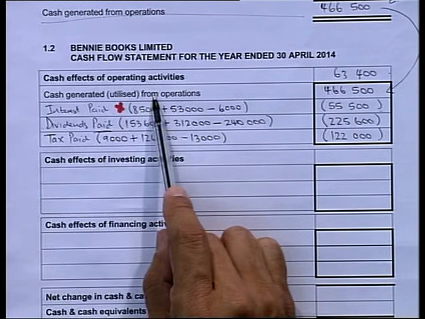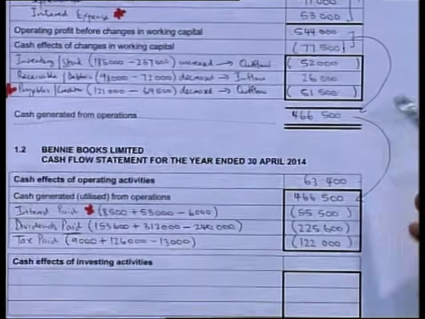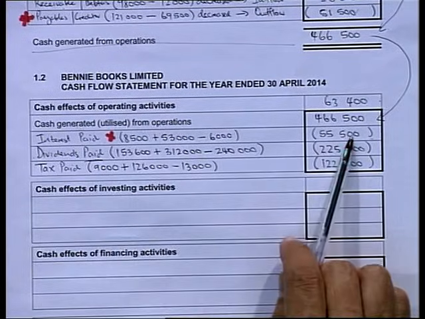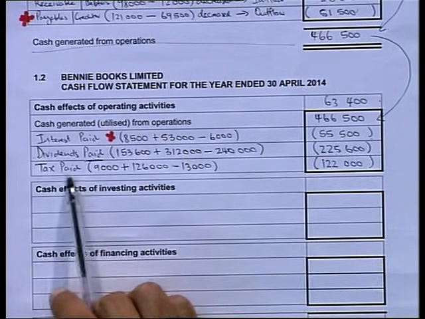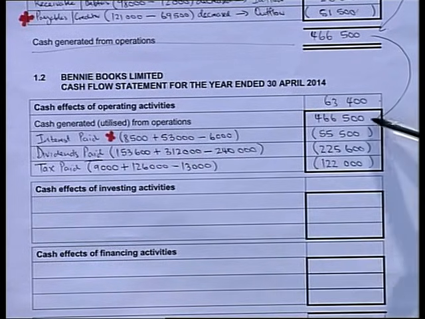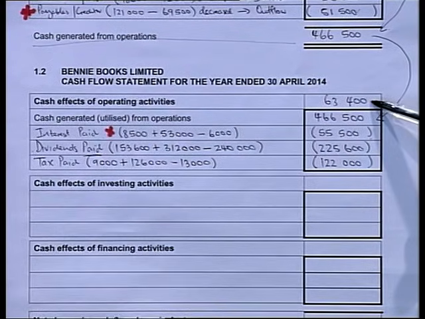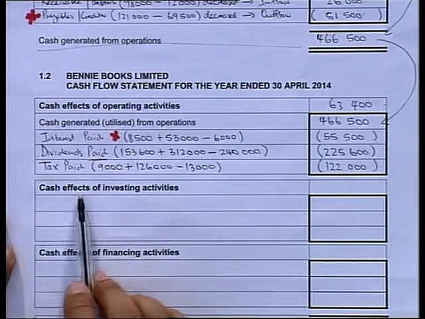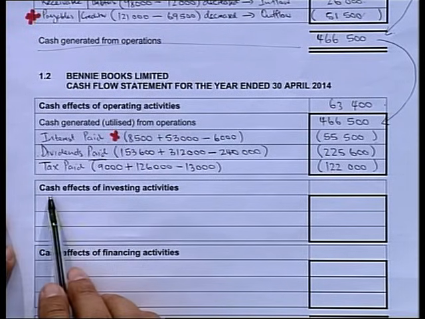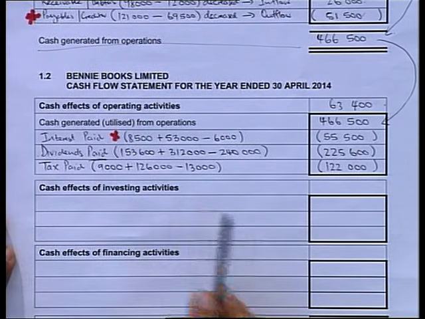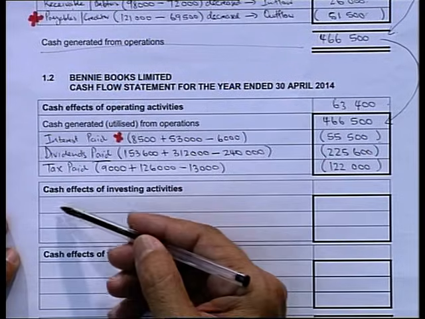The cash generated comes from the note, the first note that we did on top, then the interest paid, the dividends paid, and the tax paid. We offset those 4 figures and we get the net effect of the operating activities and write them in line with the words cash effects of operating activities. Okay. The second section of the cash flow talks about cash effects of investing activities. Again, there's 3 lines.